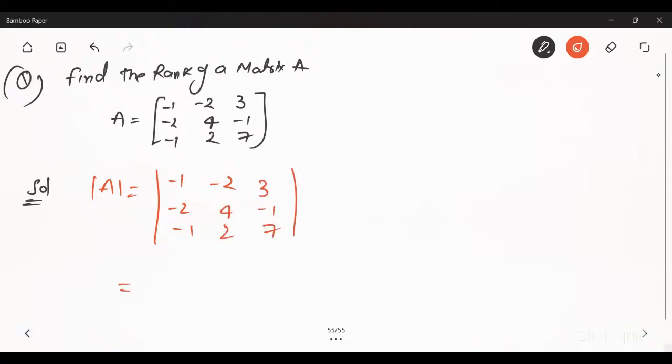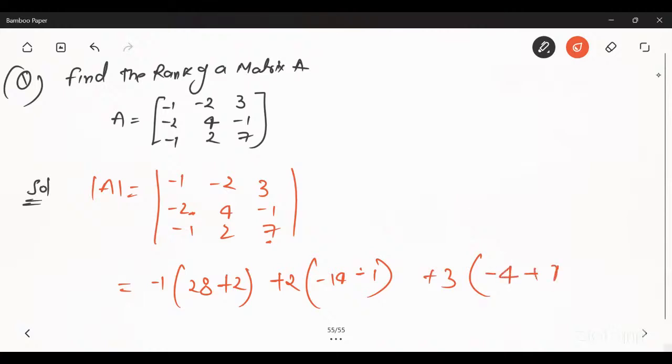Now check one by one. So minus 1 times 4 into 7, 28, and plus, minus minus will become plus 2. Now minus 2 into 7, minus 14, minus minus of 1 will become minus 1. Okay, plus 3. So minus 2 into 2, minus 4, plus 4. So that term will become 0.